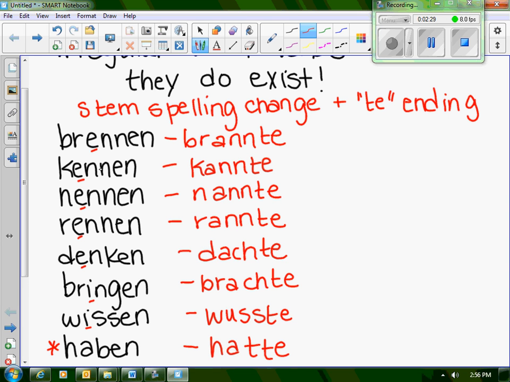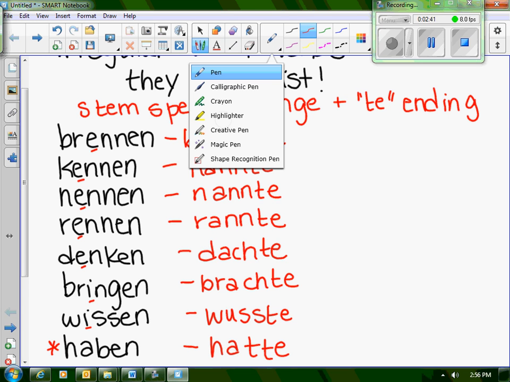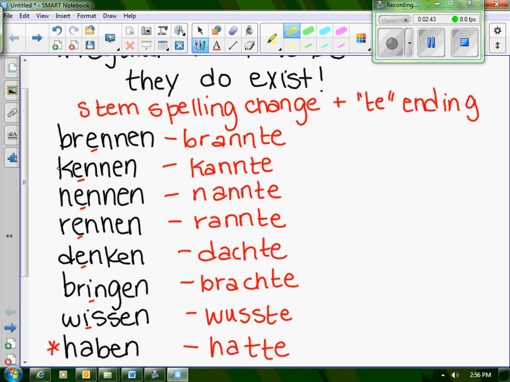So there are some examples, like I said, on 255, but what I really want to focus on is just take a minute and differentiate for you what does kennen mean, which is to know, and wissen mean, which also means to know. What is the difference between these two? Let's see if you can figure it out on your own.